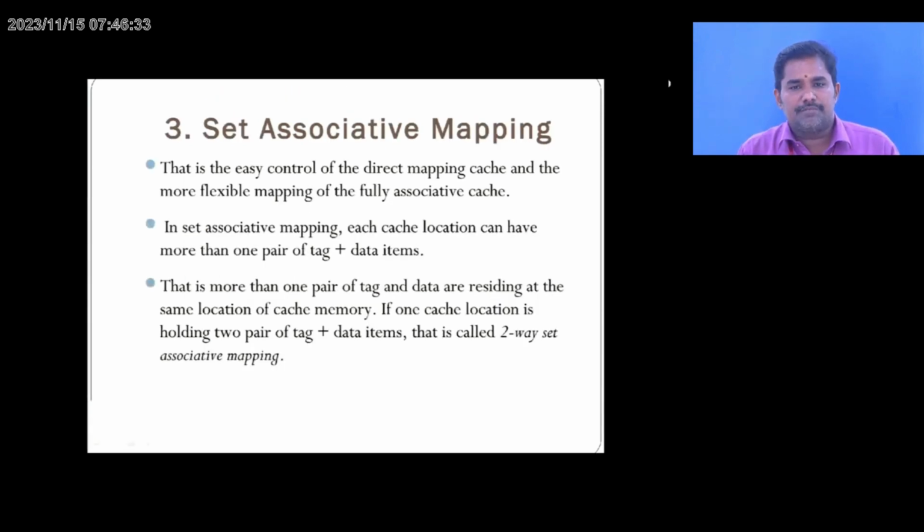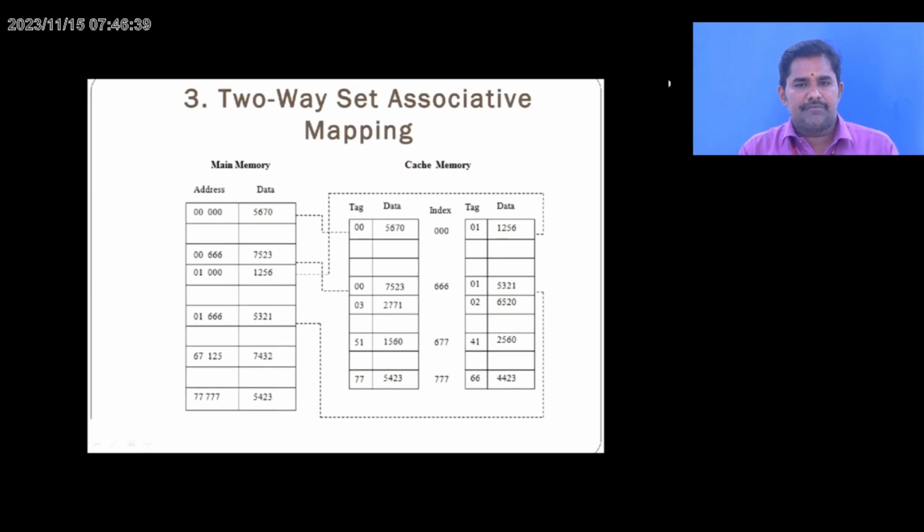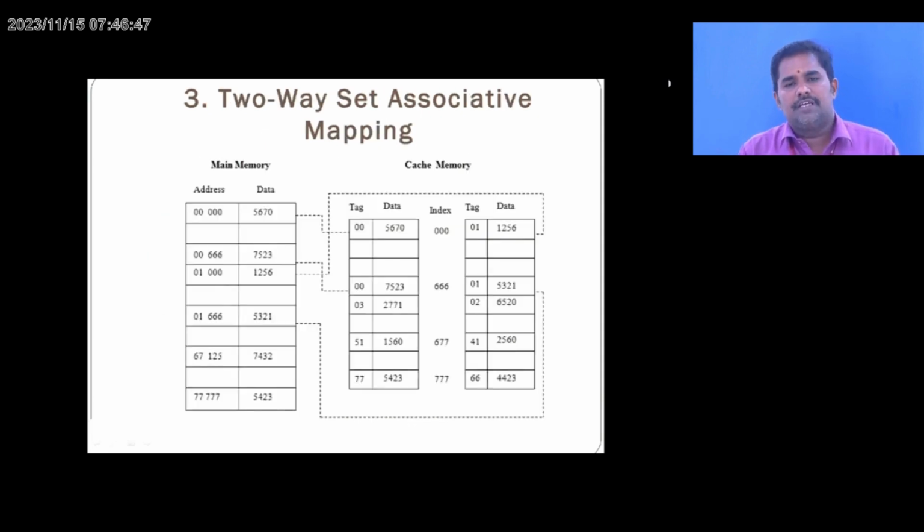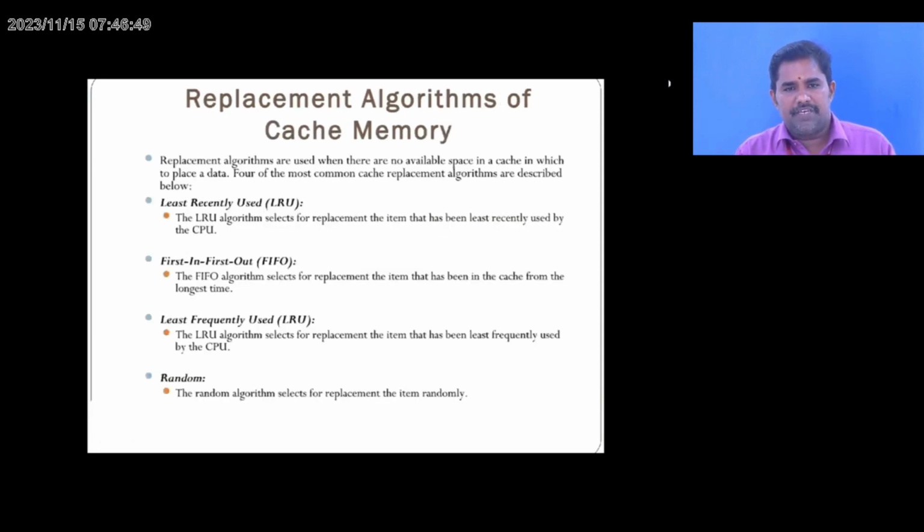In two-way set associative mapping, one cache location holds two pairs of tag and data items. Here it holds two pairs of tag and data item. In the same way, we can map the cache memory in a three-way manner.